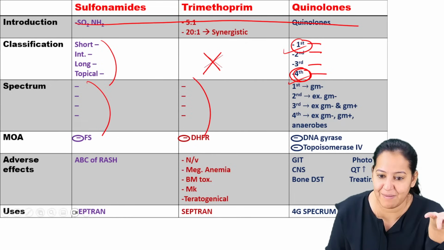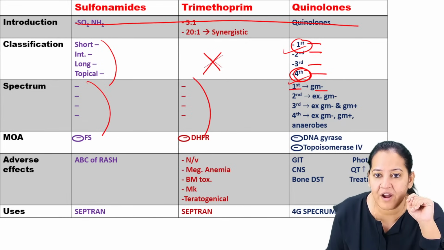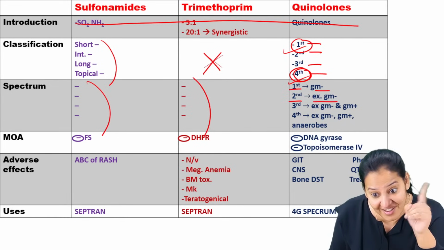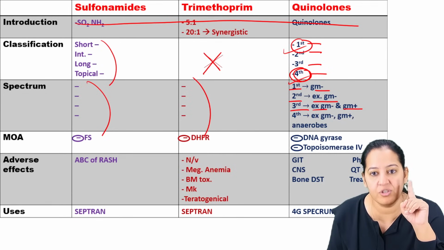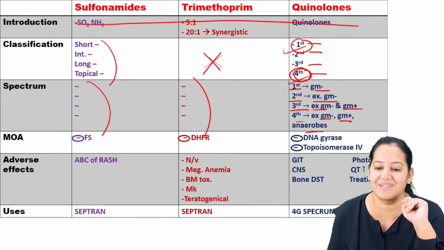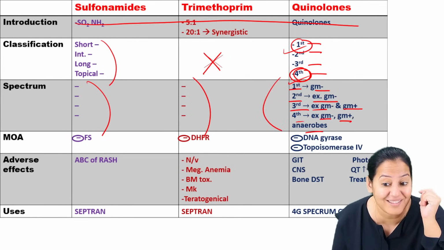Here, spectrum differs. In first generation, only gram negative. In second generation, extended gram negative. In third generation, with gram negative, there is gram positive also. In fourth generation, gram negative, gram positive with anaerobes. I told you, spectrum pe bhi bahut questions aate hain.